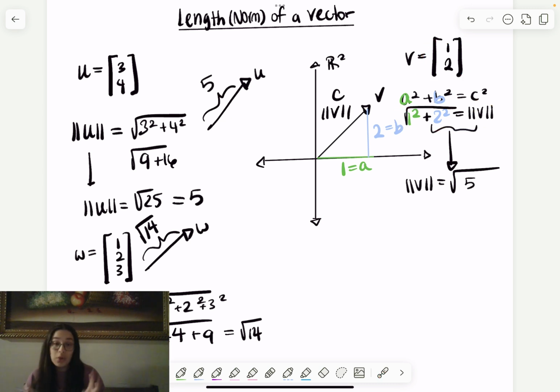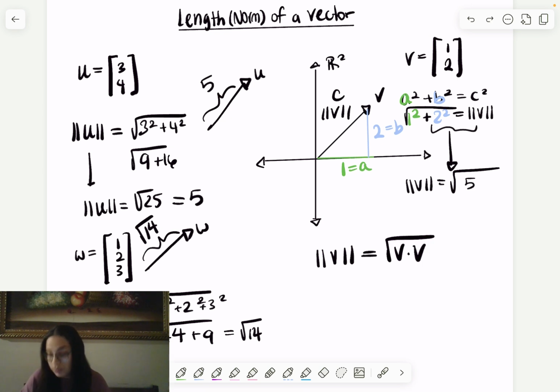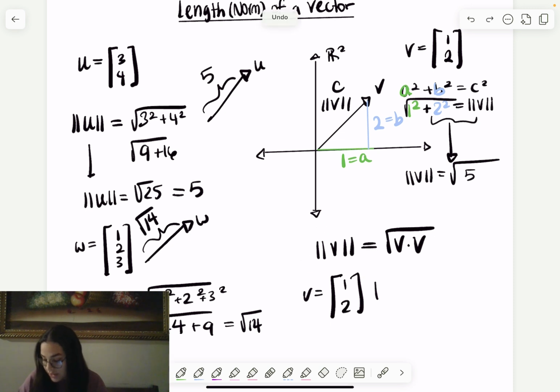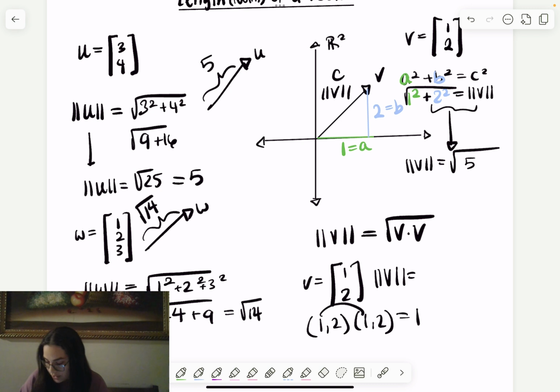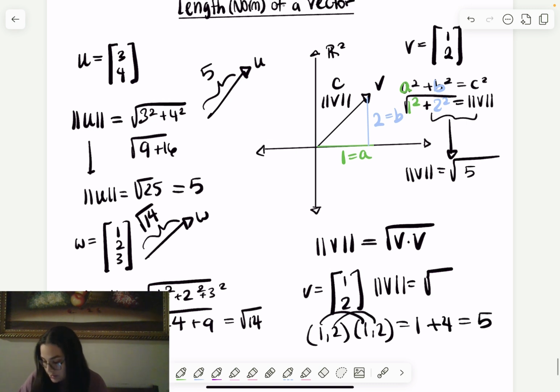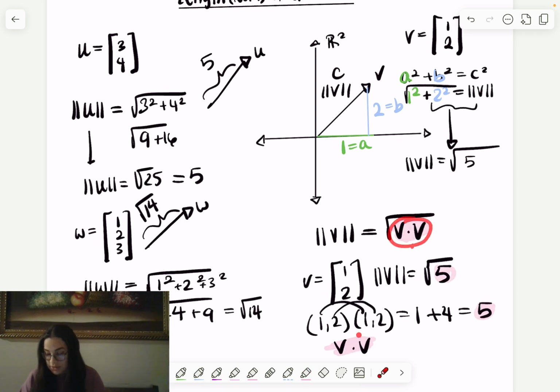Now, the more formal definition is that the length of a vector v is actually equal to the square root of the inner product, that is v times v. So if you have a vector v equal to (1, 2), then finding the length is equivalent to finding the inner product: 1 times 1 is 1, 2 times 2 is 4, and 1 plus 4 is 5. So this is the square root of the inner product, which is 5. And that's exactly what we got.